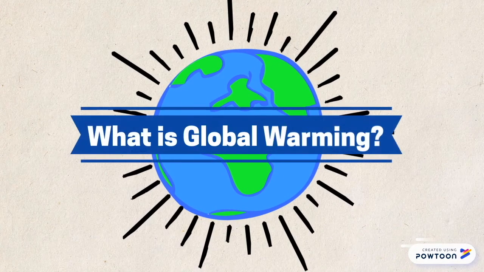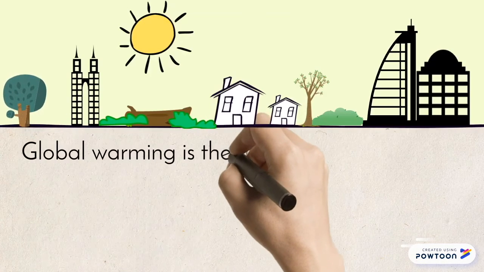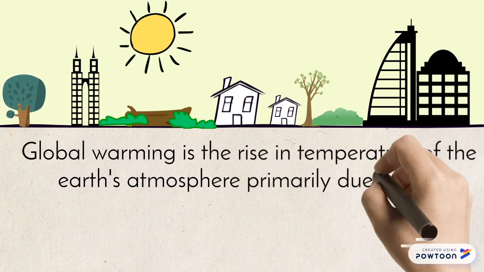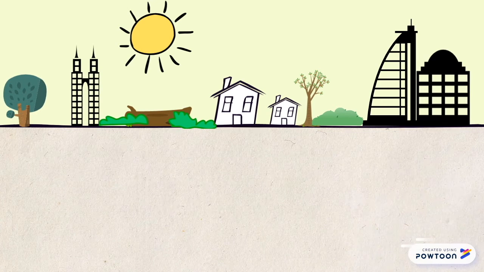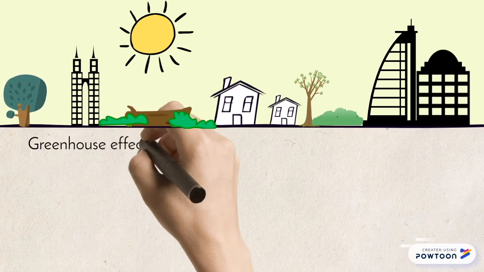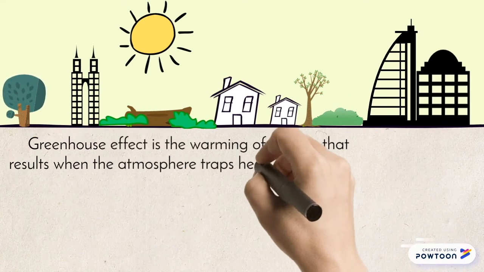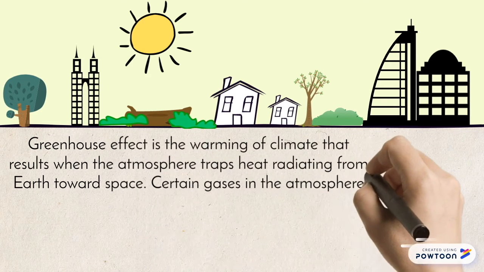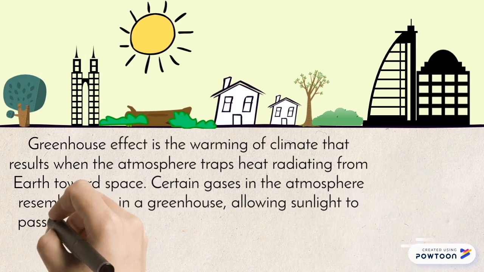What is global warming? Global warming is the rise in the temperature of the Earth's atmosphere primarily due to the so-called greenhouse effect. Greenhouse effect is the warming of climate that results when the atmosphere traps heat radiating from Earth towards space. Certain gases in the atmosphere resemble glass in a greenhouse, allowing sunlight to pass into the greenhouse.